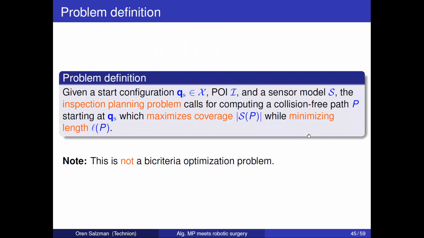And the inspection planning problem calls for a collision-free path of the robot, starting at some initial configuration, such that the points of interest viewed along this path are maximized. And among all of these paths, we want to choose the one that has the minimal length.